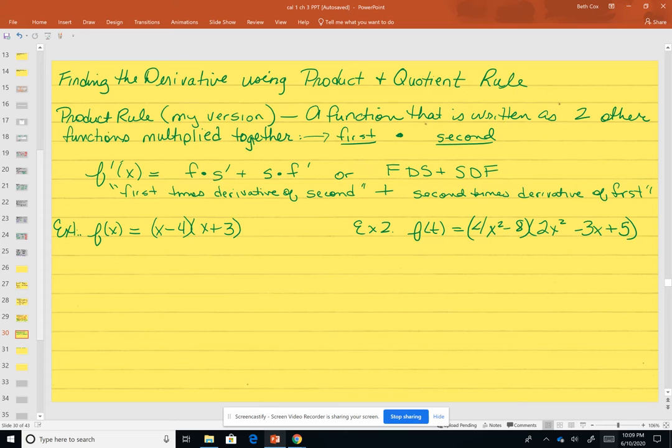And no other book I have found writes it that way, but my version is equivalent to what you find in all the other versions because multiplication is commutative and addition is commutative. So I don't know why I do first times the derivative of the second plus the second times the derivative of the first, but that just always made sense to me, and that's what I do.